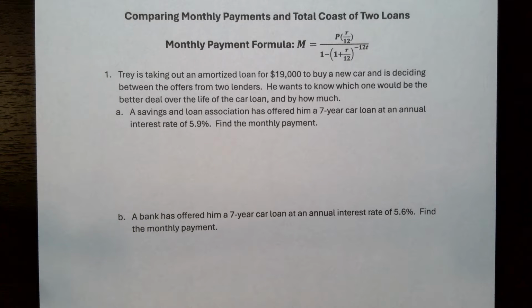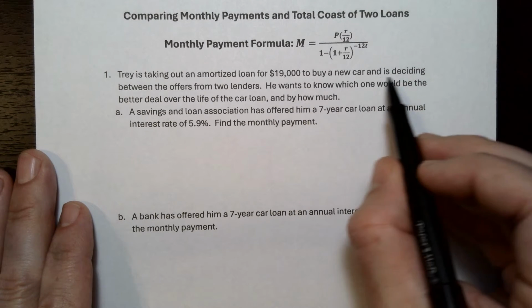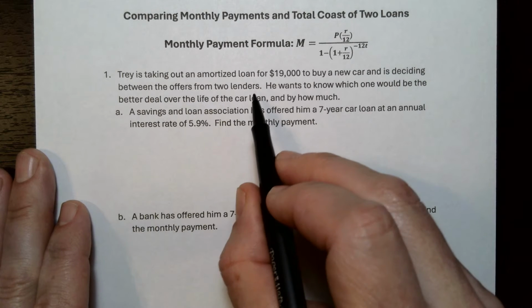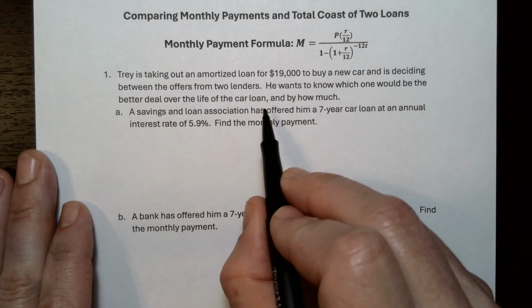In this video, we're going to be comparing monthly payments and total costs of two loans. Okay, so our first question is, Trey is taking out an amortized loan for $19,000 to buy a new car and is deciding between two offers from two lenders. He wants to know which one would be the better deal over the life of the car loan and by how much.